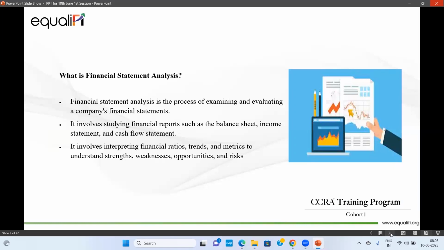This is something some of you might know and some might not, depending on whether you are from a technical background or a non-finance background. Financial statement analysis is nothing but a process of examining and evaluating a company's financial statements. It involves studying financial reports such as the balance sheet, income statement, and cash flow statement. It involves interpreting financial ratios, trends, and metrics to understand strengths, weaknesses, opportunities, and risks.